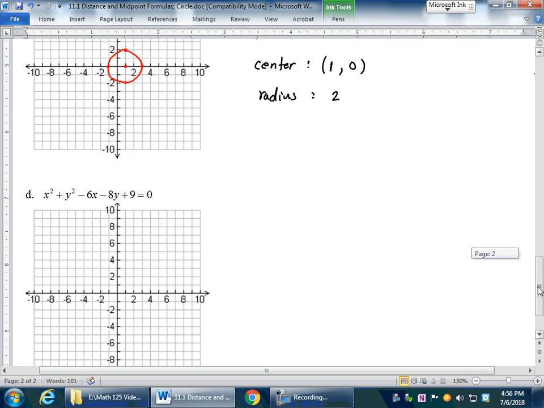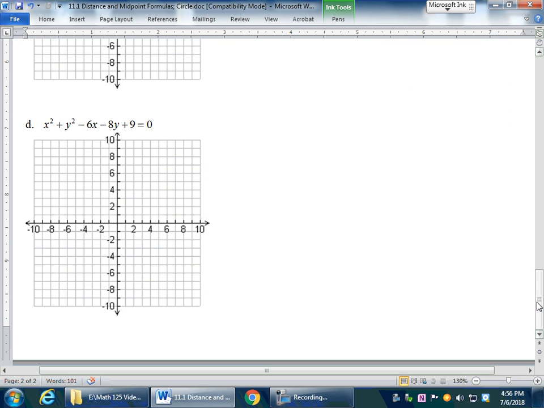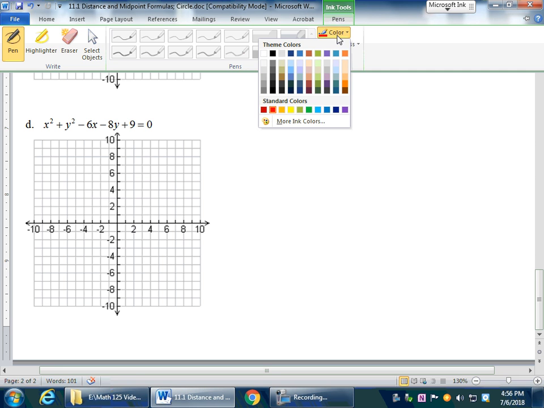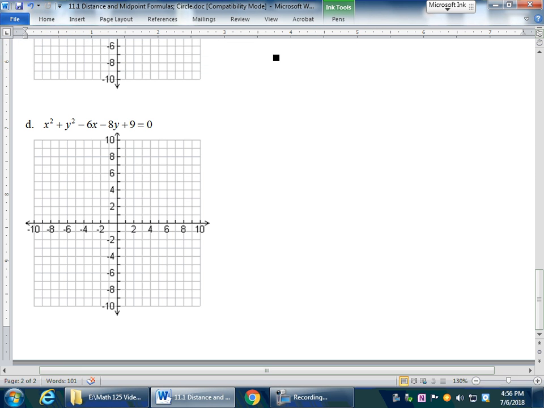Finally, the last example. Similarly, this is in general format, so I'm going to have to complete the square to get my standard form. It will be x squared plus y squared minus 6x minus 8y plus 9 equal to 0. First I'm going to regroup all the x part. So it will be x squared minus 6x plus y squared minus 8y, and then subtracting 9 from both sides. Now we're going to complete the square for the x part and also for the y part.